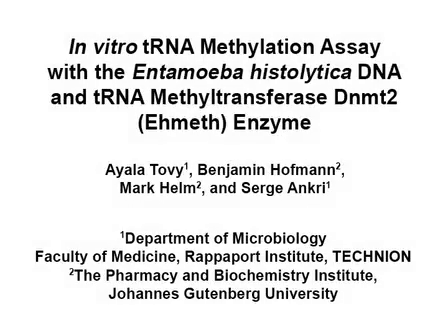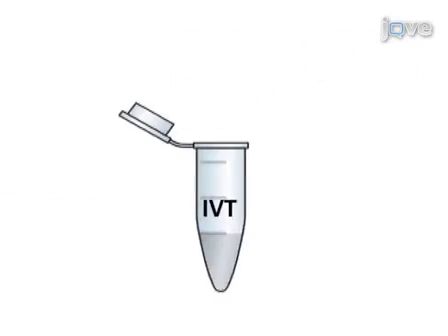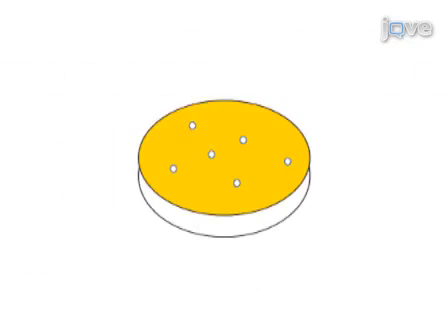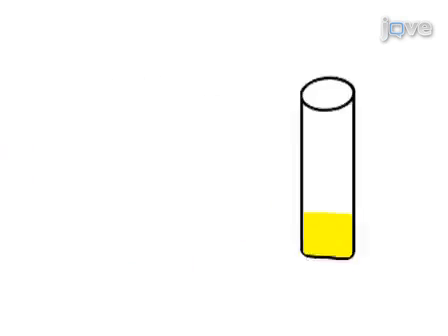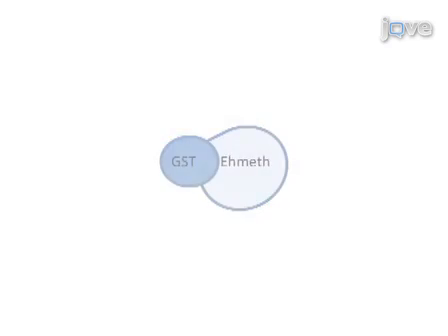The overall goal of this procedure is to measure the tRNA asp methyltransferase activity of Entamoeba histolytica Dnmt2 Ehmeth enzyme. This is accomplished by first preparing an adequate tRNA asp substrate. As a second step, the methyltransferase Dnmt2 is purified as an active recombinant enzyme.